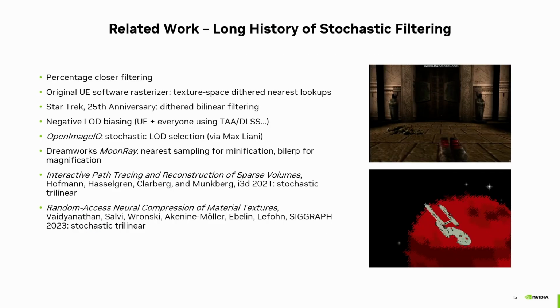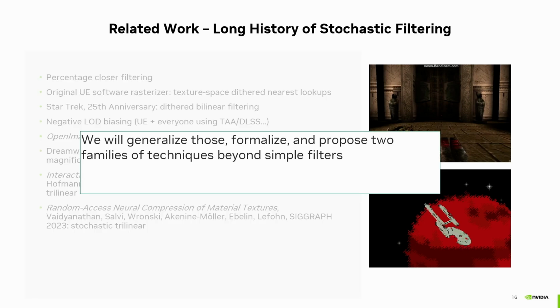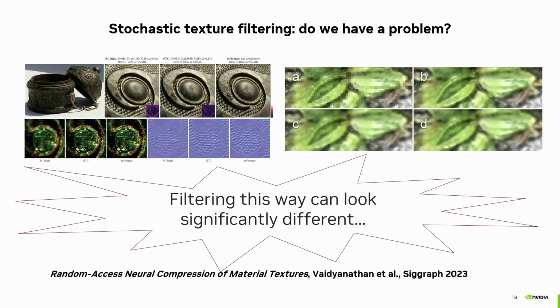And I'll also mention here that the history of stochastic filtering is very long. Even in video games, it dates to the early 90s, an early Star Trek game and the first Unreal Engine, and there are lots of uses in the film industry, etc. So we were not the first to do this. However, in this work, we generalize those, formalize, and propose two separate families of techniques beyond simple filters, including negative weights, negative lobe filters.